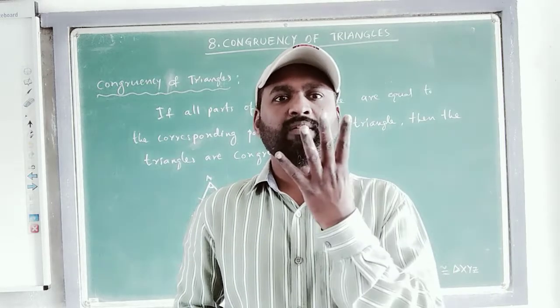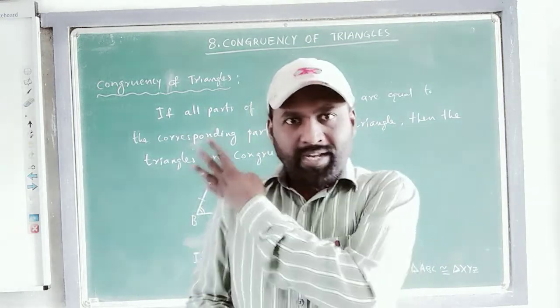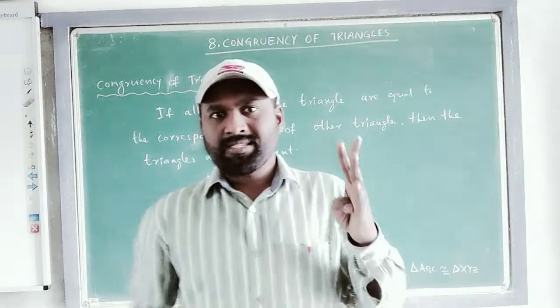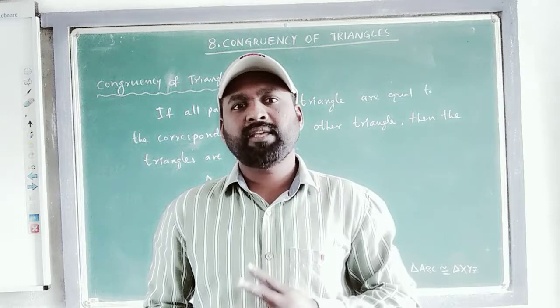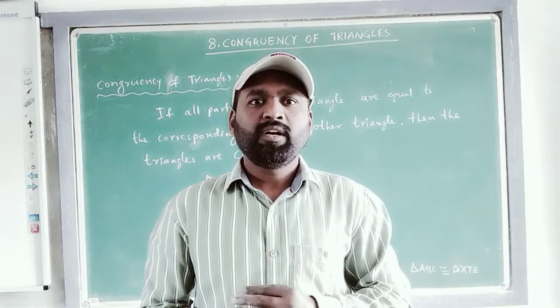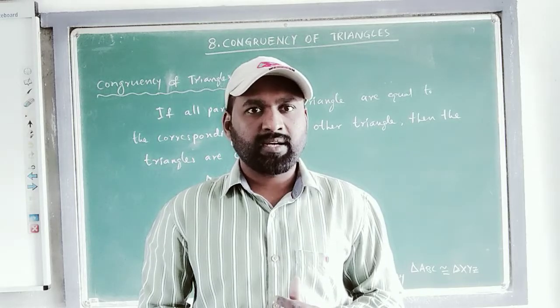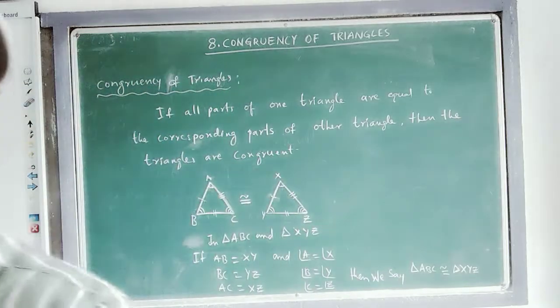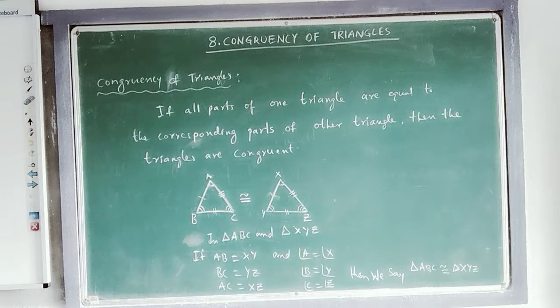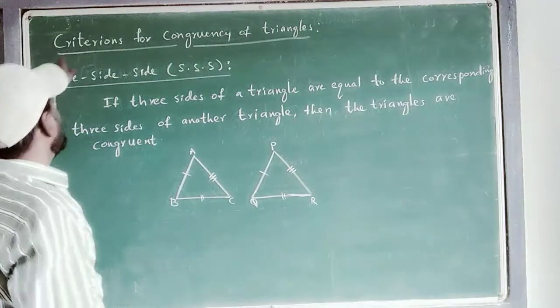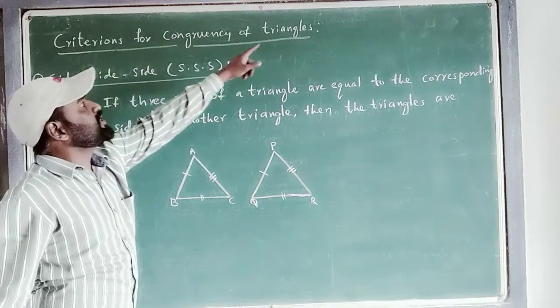There are 4 congruency rules for you in class 7, right? So SSS, SAS, ASA, RHS. These are the 4 different types of congruency criterions. Let us discuss the congruency criterions now. See, criterions for congruency of triangles.